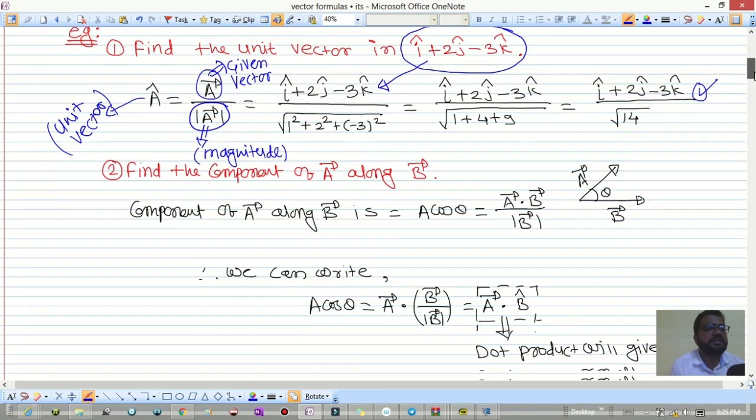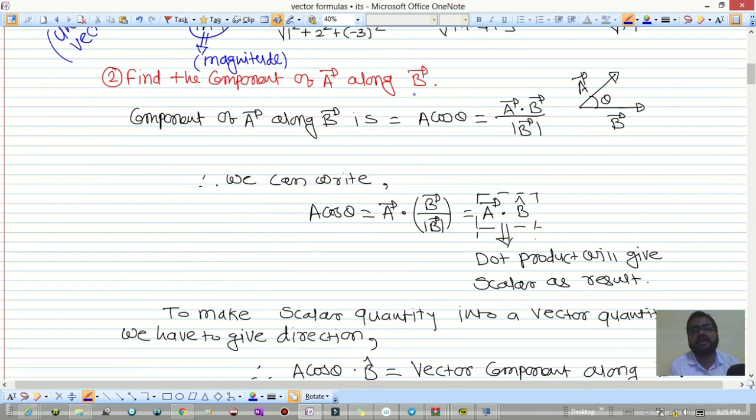Now the next application we have is to find the component of a bar along b bar. In that also we can use the concept of unit vector. As you can see, the component of a bar along b bar is a cos theta. We can draw the vector: a bar's component is a cos theta in b bar's direction. So a cos theta is nothing but a bar dot b bar, that is the dot product, divided by the magnitude of b bar.